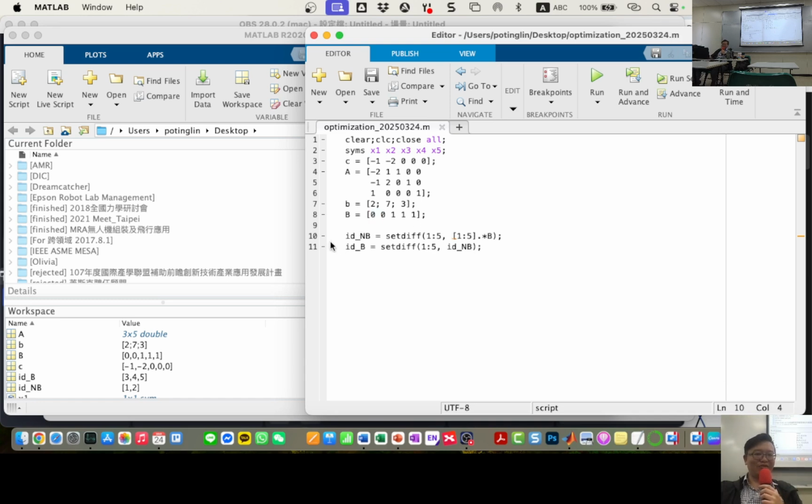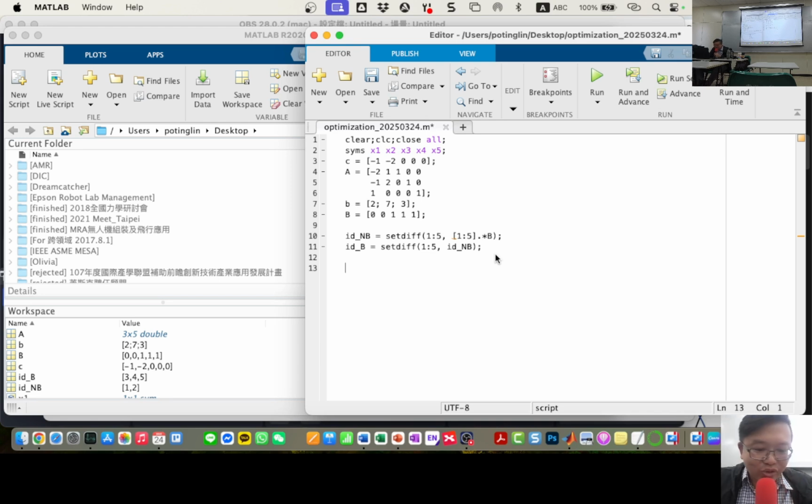That's how I get 1 and 2 for the non-basic. And then I do it again to compare 1 to 5 and 1 and 2. So what's different? The 3, 4, 5 is different. So that's how I get the basic. With this general code in the future, when I change the order of the capital B, these two lines are always valid. It's not a MATLAB course, but this is how I get it.